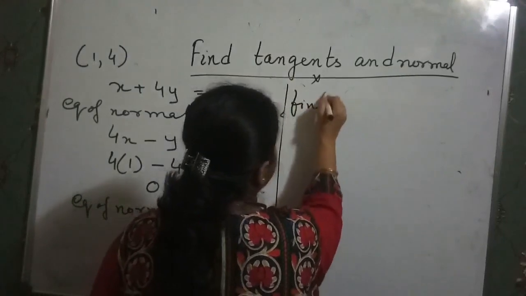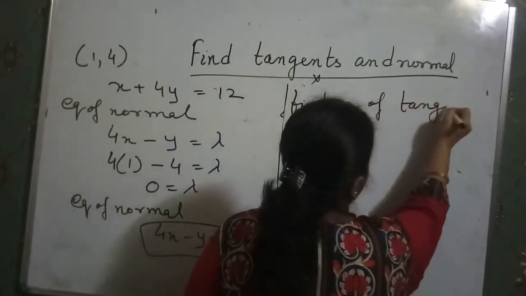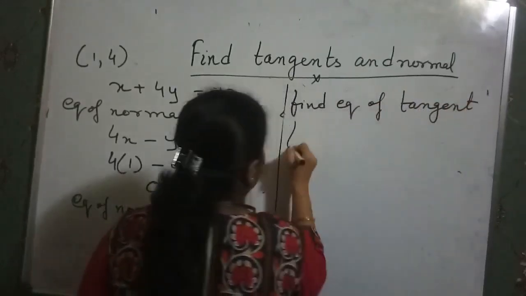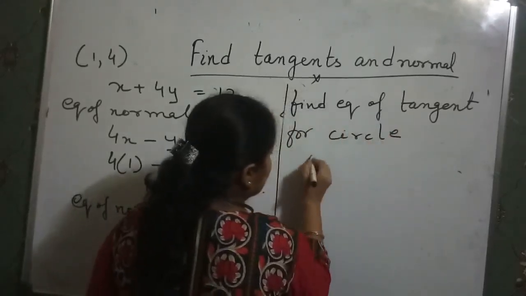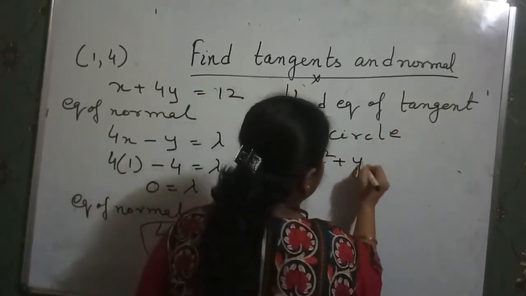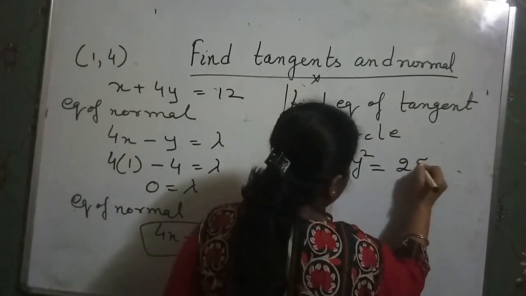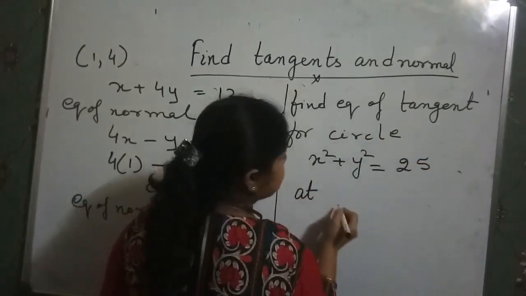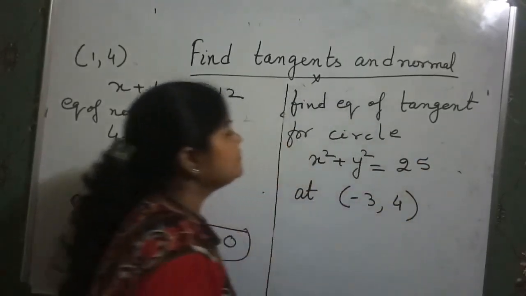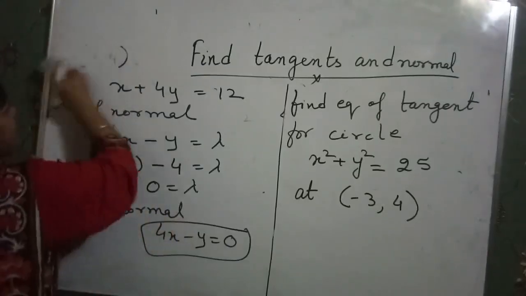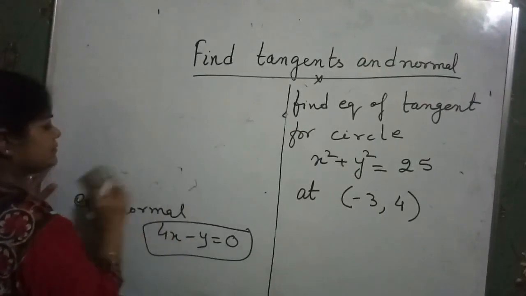Find the equation of tangent for the circle x square plus y square is equal to 25 at the point minus 3, 4. Clear? I will take this question again to recap and make your concept more clear.